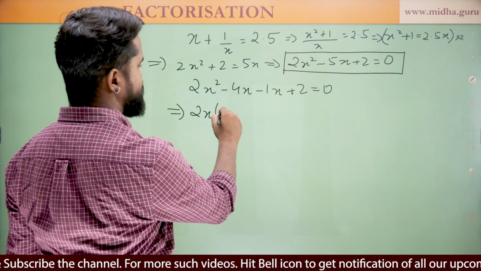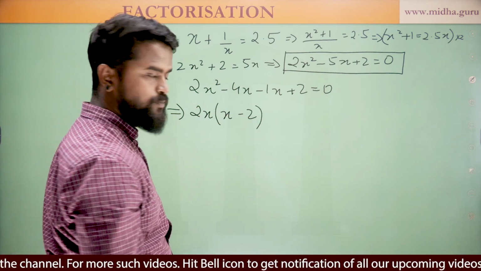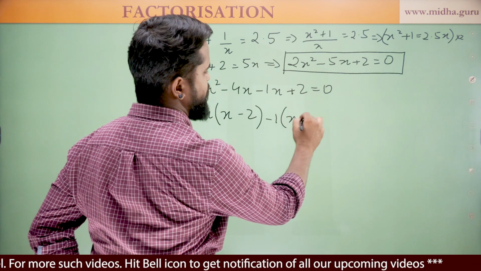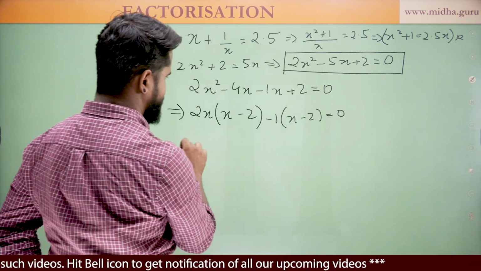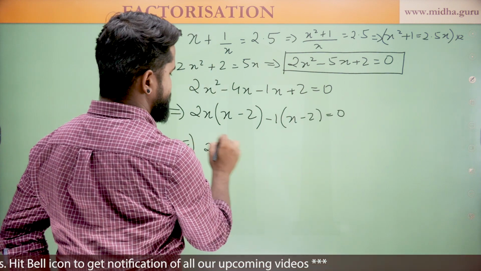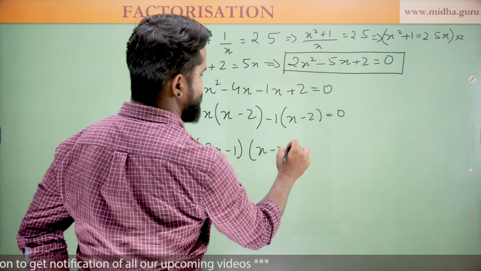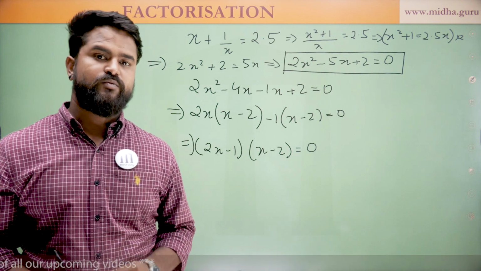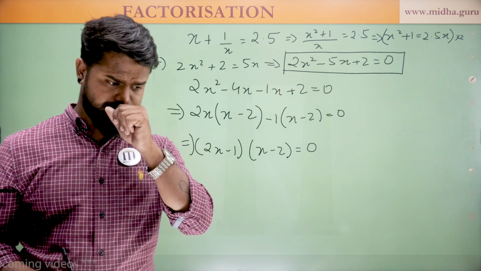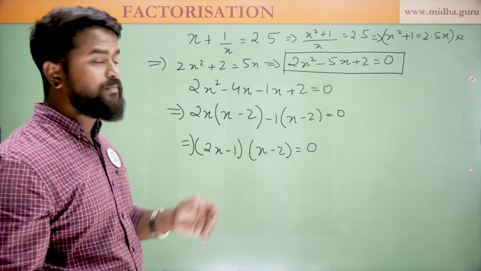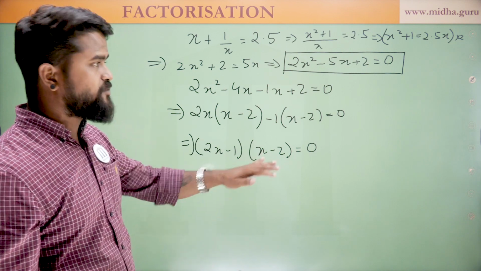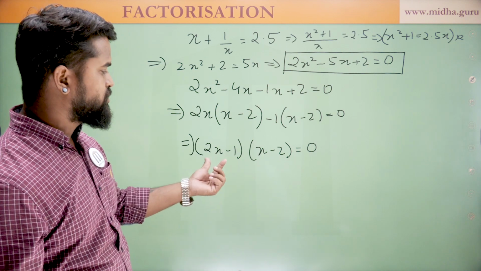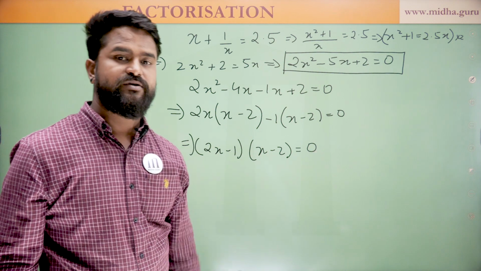I take 2x as common, I get x minus 2. And here I take minus 1 as common, I also get x minus 2. Then I can say that 2x minus 1 into x minus 2 is equal to 0. So here comes when I told you that you must remember the zero product rule. It is for this particular method.